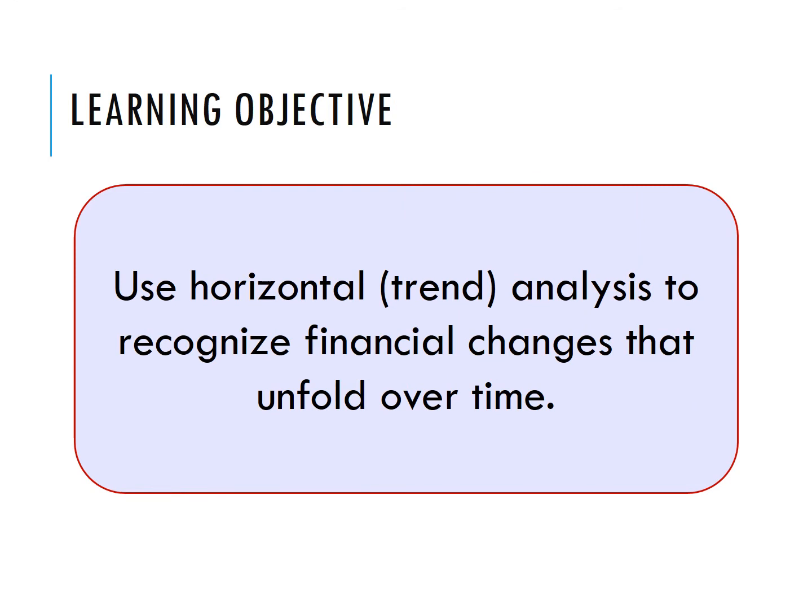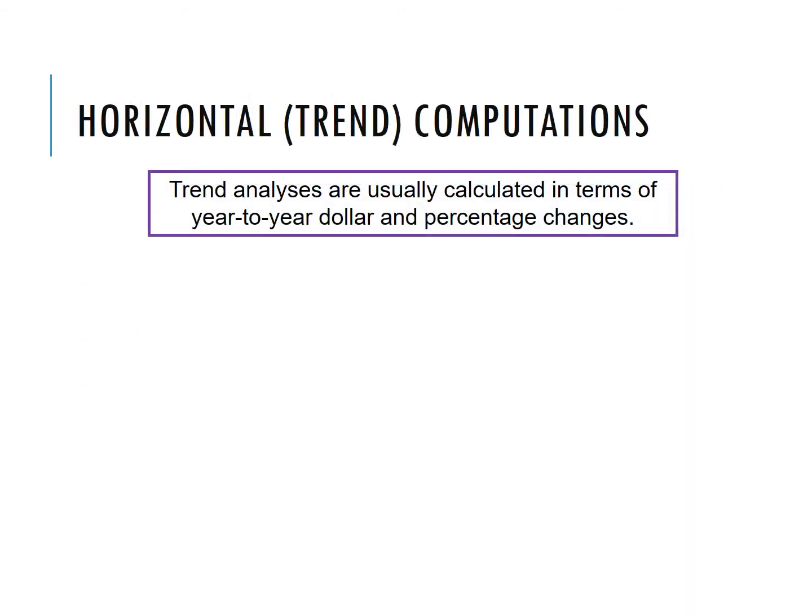The objective is to use horizontal analysis to recognize financial changes that unfold over time. First off, trend analysis is usually calculated in terms of a year-over-year dollar or percentage change. Calculating the dollar change from one year to the next year is actually relatively easy. However, calculating the year-to-year percentage change can sometimes get students a little bit lost.